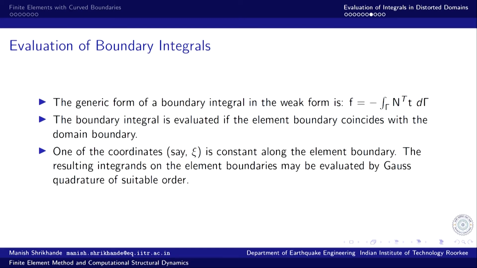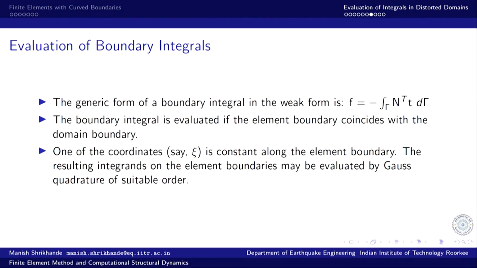So, one of the coordinates, let us say xi, is constant along the element boundary, because that is how the elements are defined. Elements are defined for local coordinates ranging from -1 to +1. So, the element boundary is always going to be some surface or some line, some curve where one of the local coordinates is a constant, and that is what defines the element boundary.